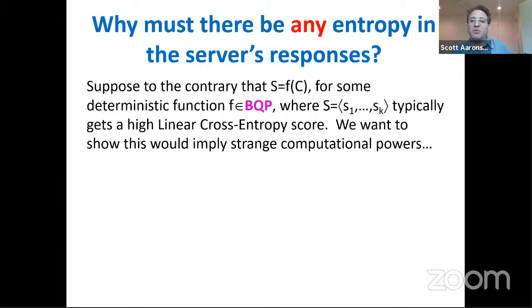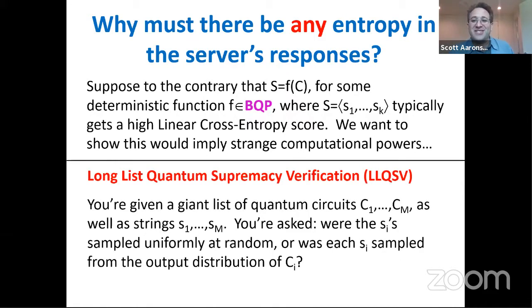We want to show that if such a secret deterministic function existed, then this would imply some strange computational powers on the part of somebody. Like in all complexity theory, we have to start from some problem that we're assuming to be hard. So I'm going to give you a somewhat strange problem, which I call long list quantum supremacy verification, LLQSV. It needs a better name. But this is the following problem.